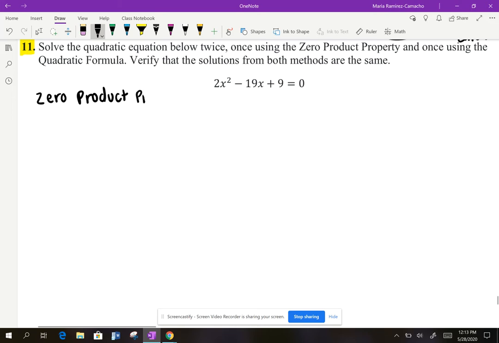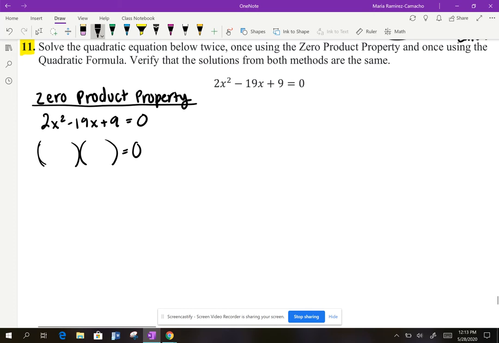Remember that when we use the zero product property, I need to take my original quadratic equation and write it as a product of two factors. And the way that I'm going to do this is by factoring with a generic rectangle and a diamond. So let's do that. The x squared term goes in the lower left corner of the rectangle. The constant term goes in the upper right corner, and then we multiply those to get the top of the diamond. This would be 18x squared.